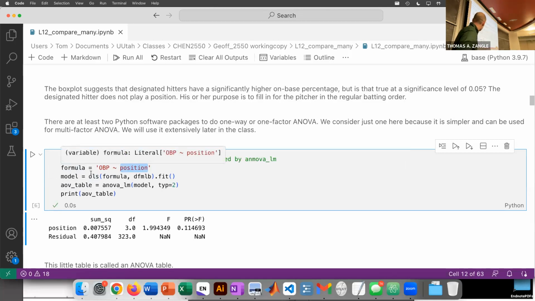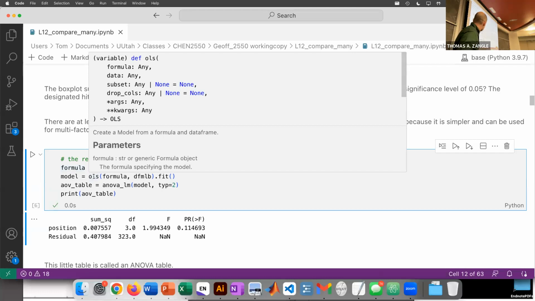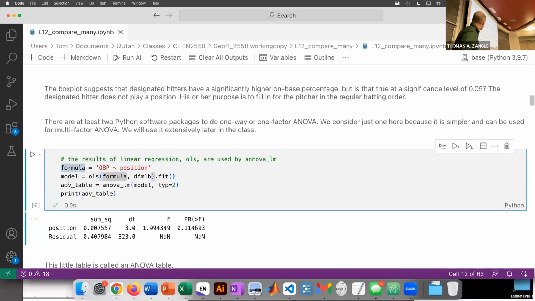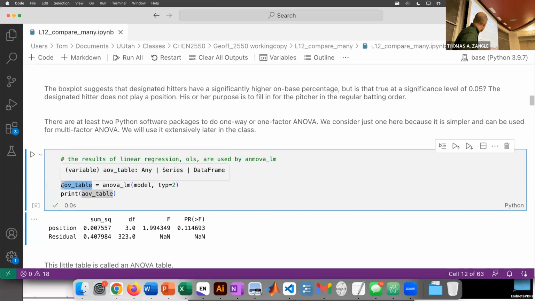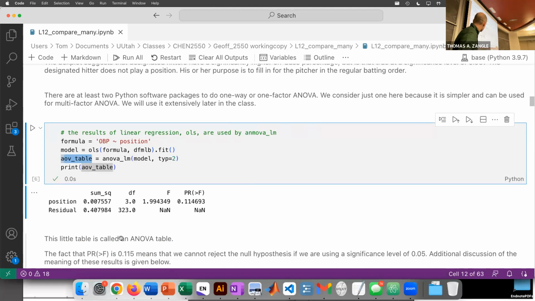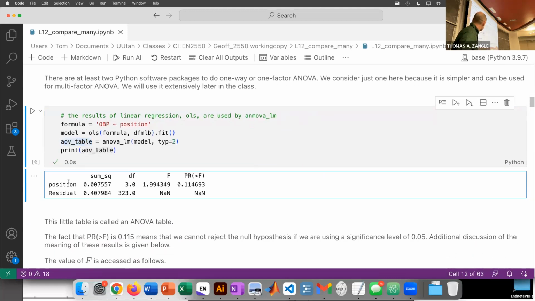And so then we're going to essentially use that formula as our model. And we are going to build this AOV table using ANOVA LM. We're building this analysis of variance table, which is displayed here. All right, so this table is called an ANOVA table. And we're going to go through definitions of what all of these different terms are and how we estimate and compute these terms below.